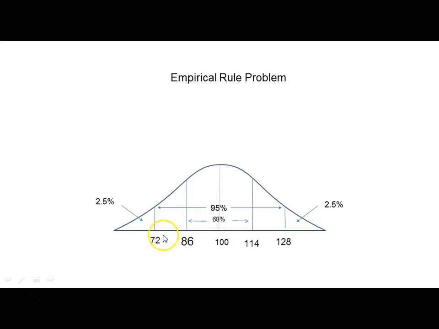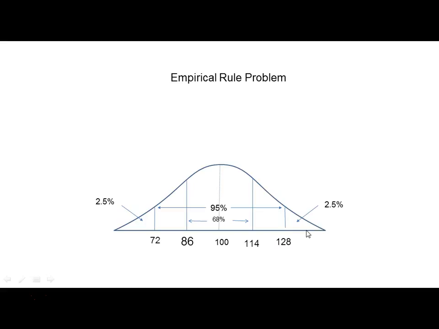2 standard deviations around the mean would be from 72 to 128. That contains 95% of the data according to the empirical rule. So where's the other 5%? Half of it would have to be below 72, and half of it would have to be above 128 by symmetry. So the answer to part B is about 2.5% of the IQ scores would be above 128.